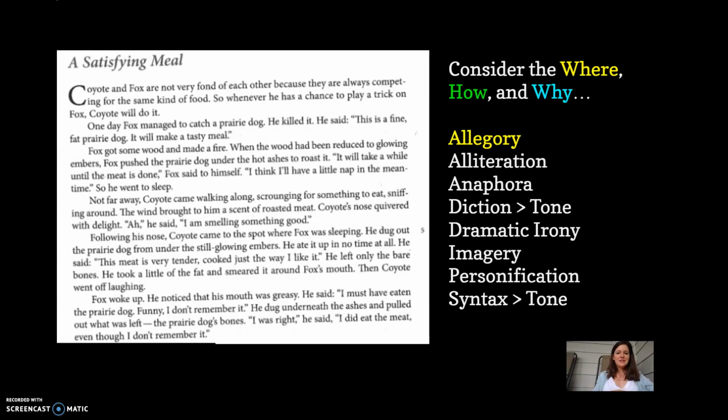So hopefully, kind of seeing this demonstrated will assist you in completing your own annotations for either the origin or the trickster stories.